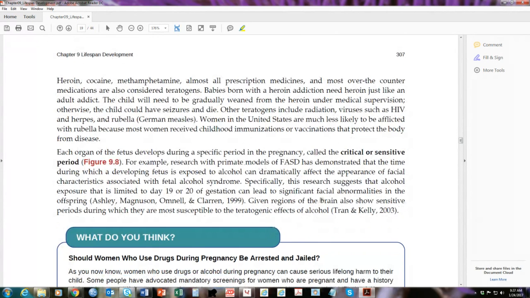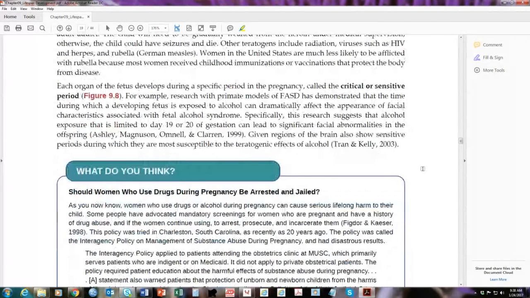Now, another thing is, there are times during pregnancy, but also during the young life of an organism, where exposure to a teratogen might be particularly harmful. And so that would be a sensitive period. So there are sensitive periods of prenatal development where exposure during that period is worse than exposure at another period, for instance. So that's why this idea of sensitive period is mentioned here.